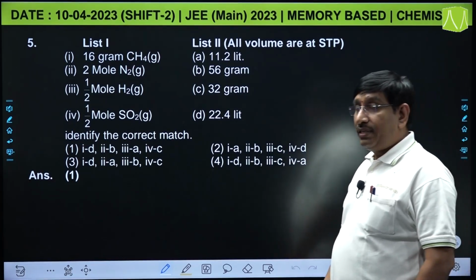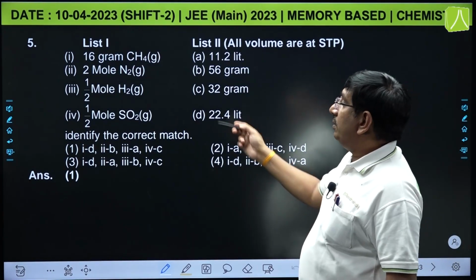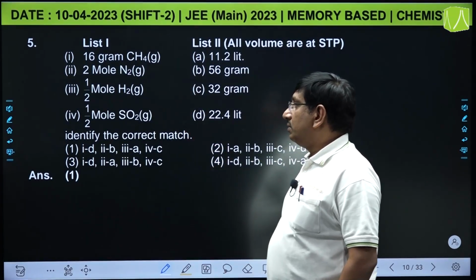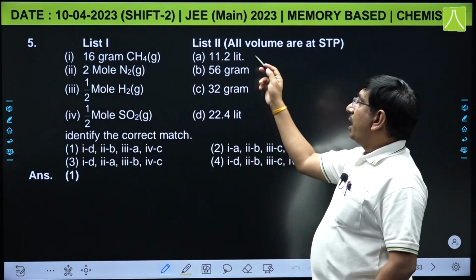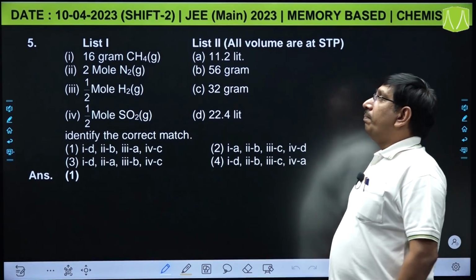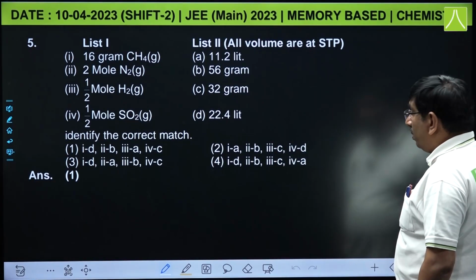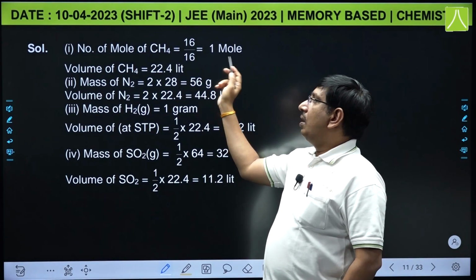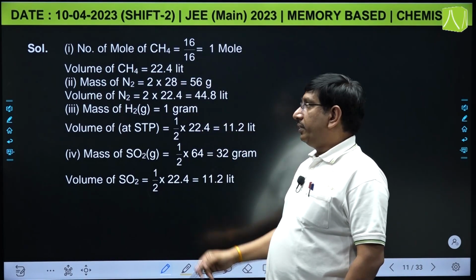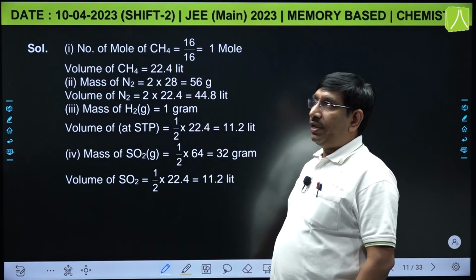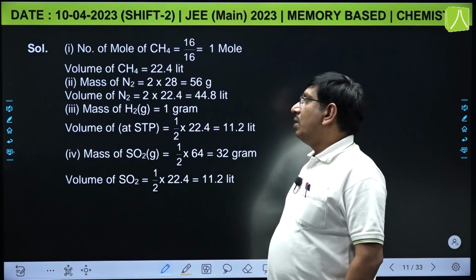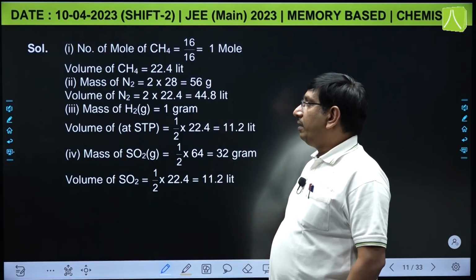Next one, mole concept related question, very easy question. 16 gram methane, 2 mole of nitrogen, half mole of hydrogen, half mole of SO2 are given, and we have to match this with mass and volume. Here 16 gram of methane means 1 mole and volume is 22.4 liter. Mass of nitrogen is given, that is 2 mole of nitrogen means 56 gram and volume is 44.8 liter.